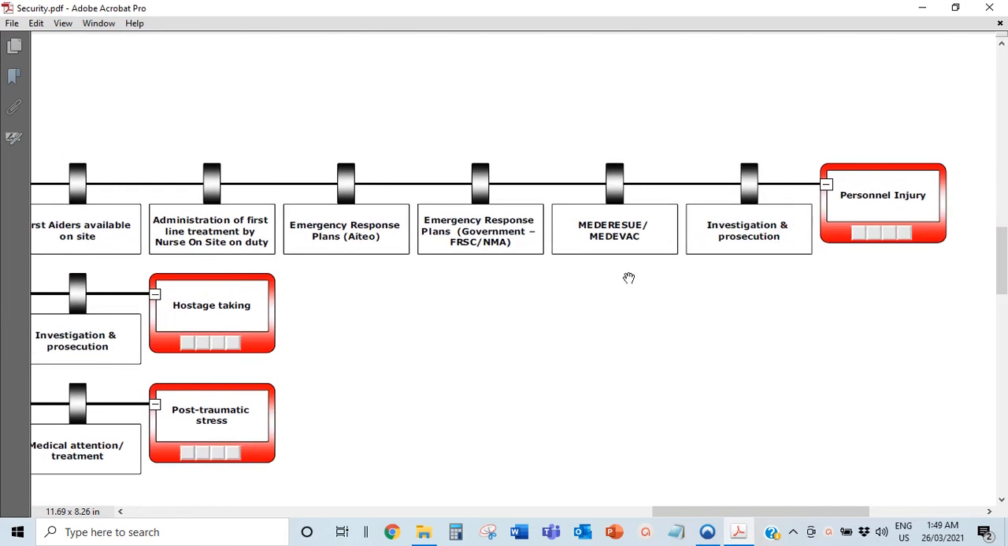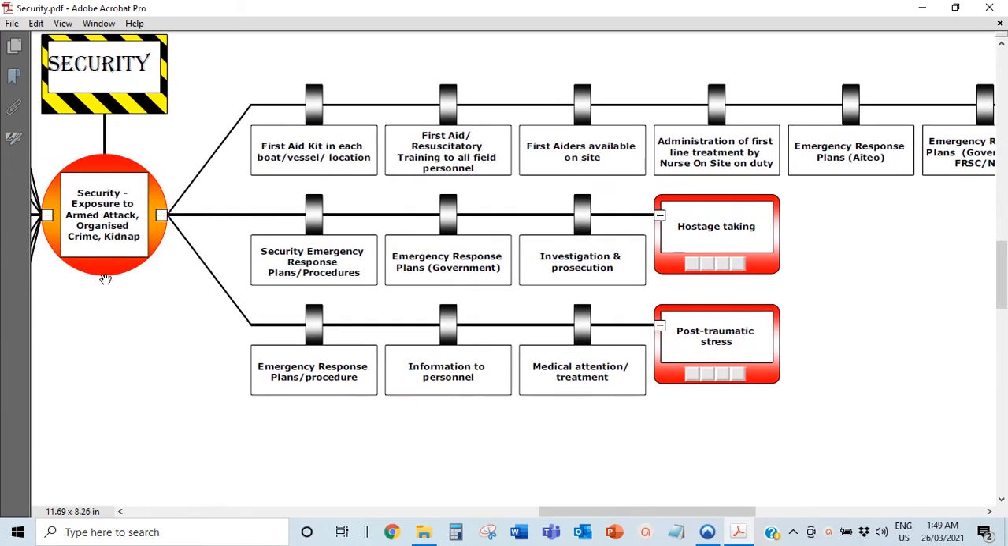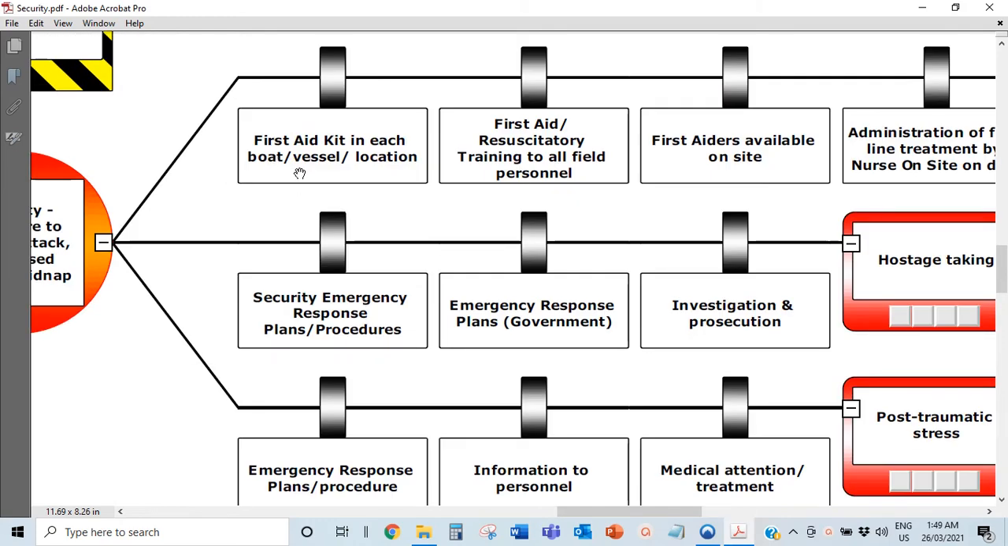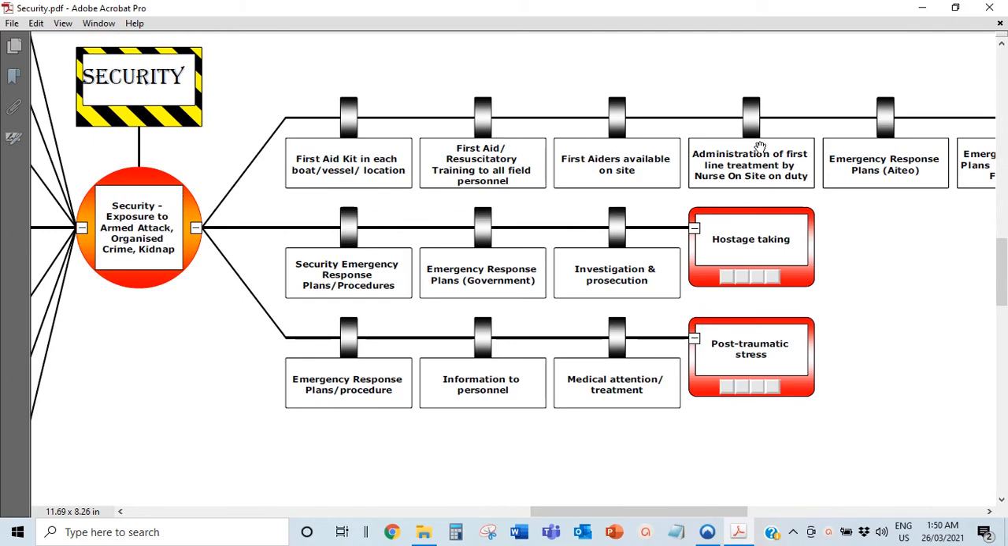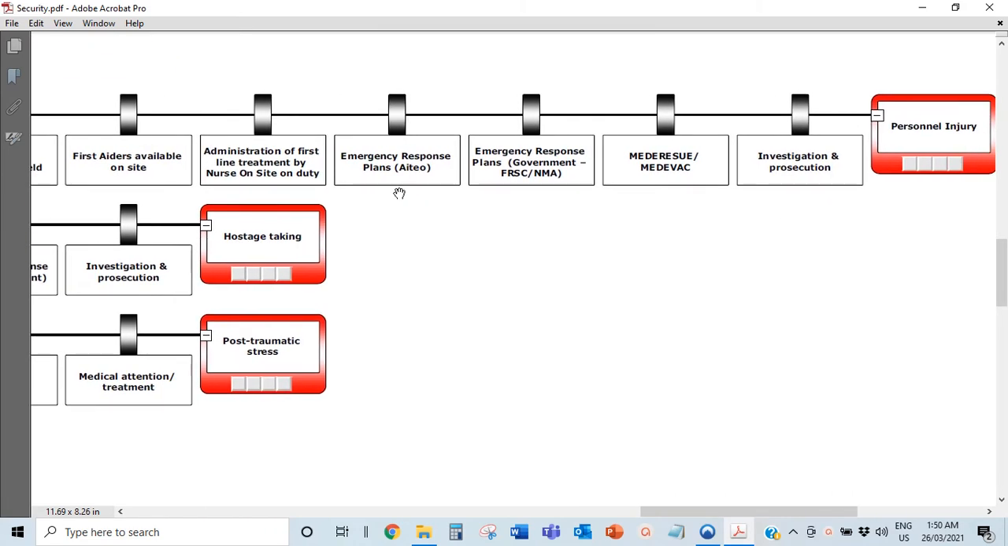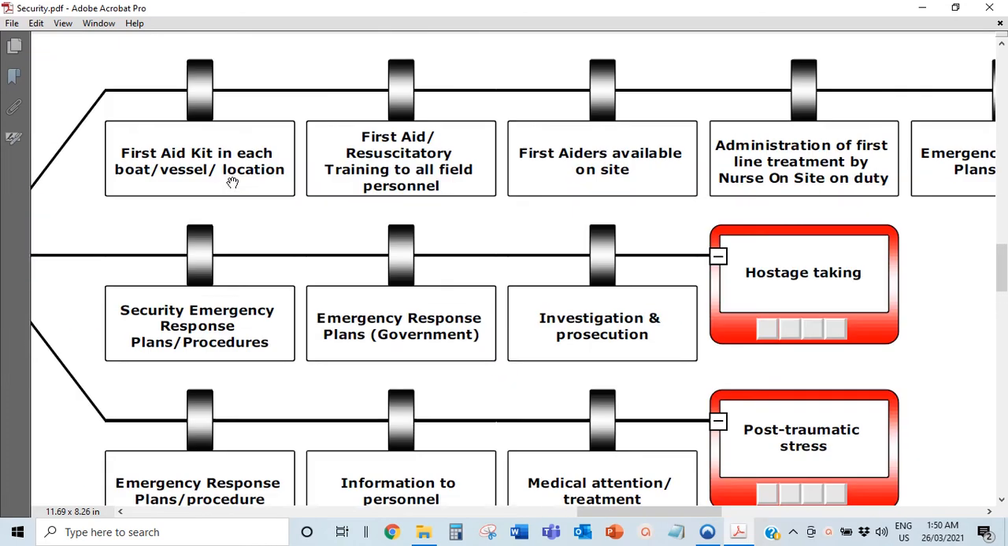So for personnel injury, of course, on the facility, or even if it's in transit, you need your first aid kit. If it's in a boat, in a vessel, in a car, on the facility, or in the place where the person is being protected, you need your first aid kit just in case they get mishandled, so it doesn't end up being a very serious injury. You have your first aid kit, you have your resuscitation training for all field personnel, meaning all the field personnel and the people around should be trained in first aid. That is very, very helpful.